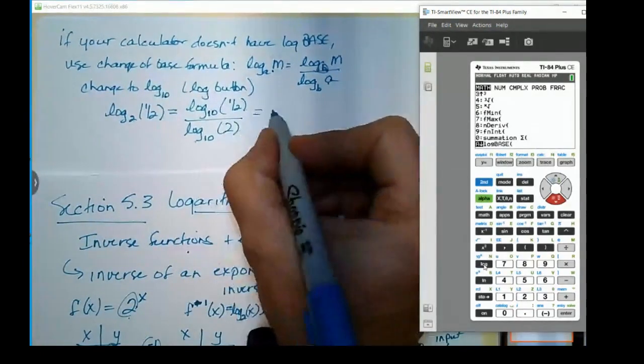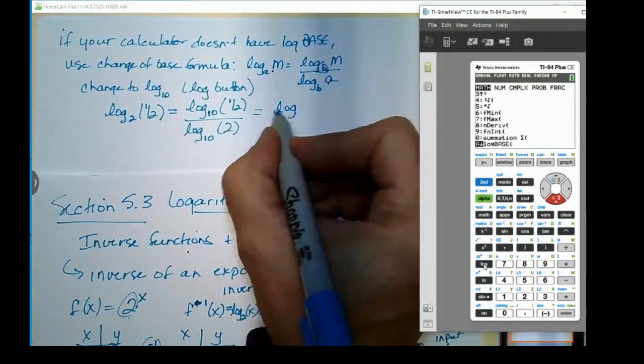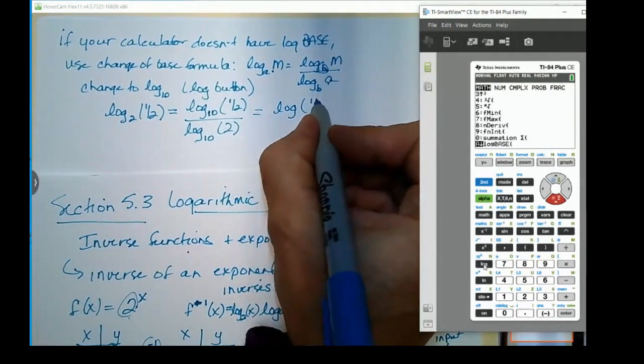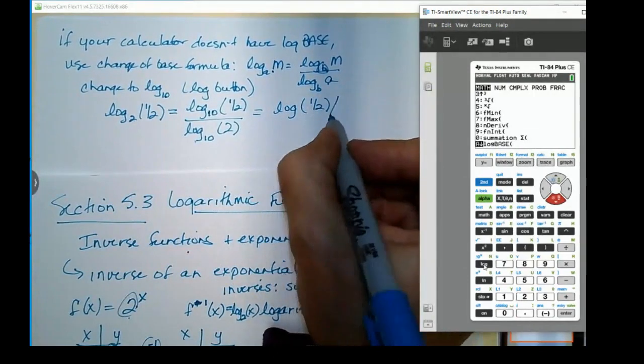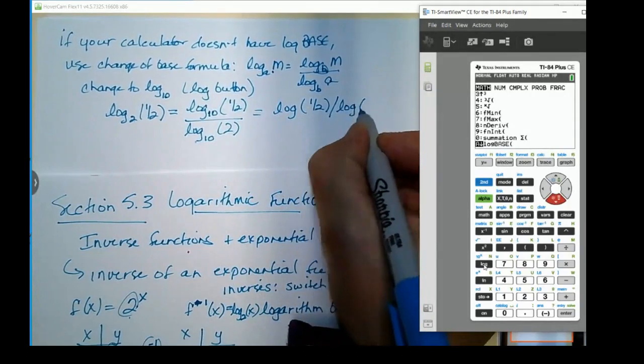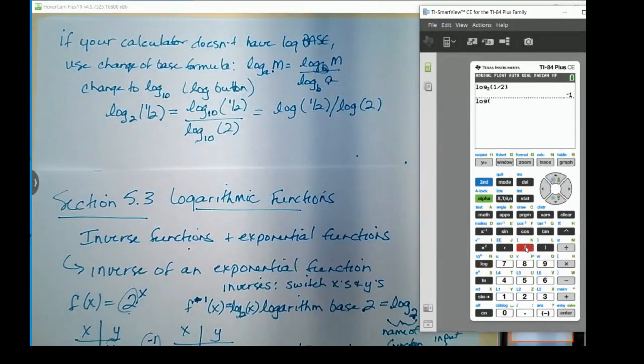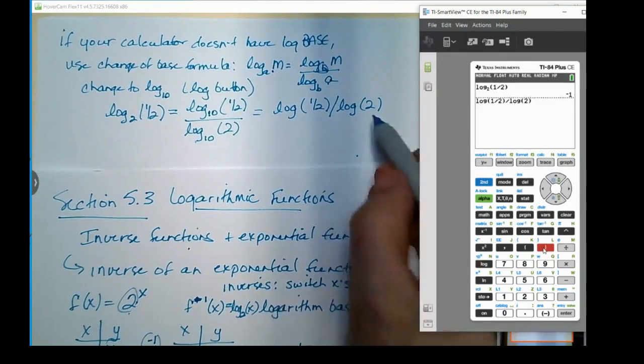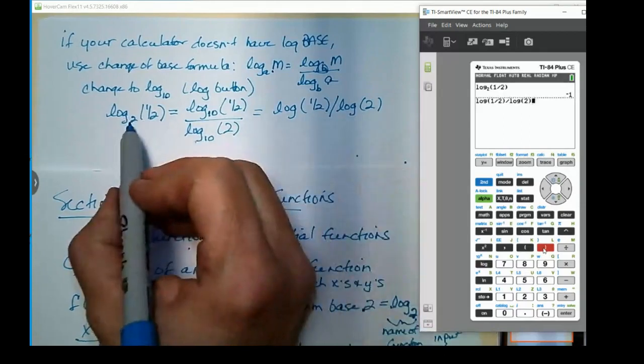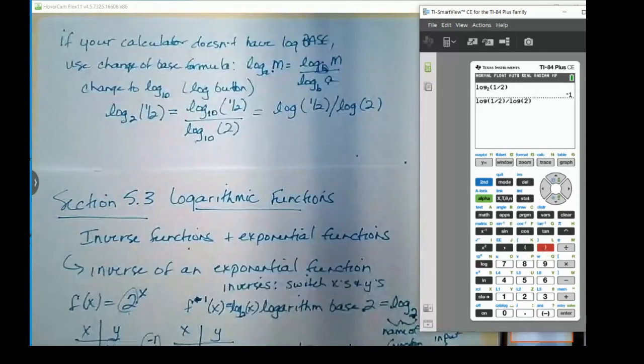So on a calculator, what this would actually look like is you would just use your log button. So you'd have log of 1/2 divided by the log of 2. So it's not really as complicated as it seems. Really what you have to remember is to divide by the log of your old base. So if you just use your log button and then divide it by the log of the base that you started with, then you should get the same answer as we got with that other function.